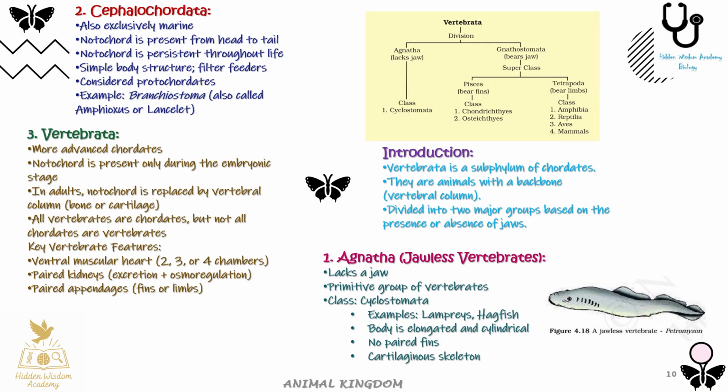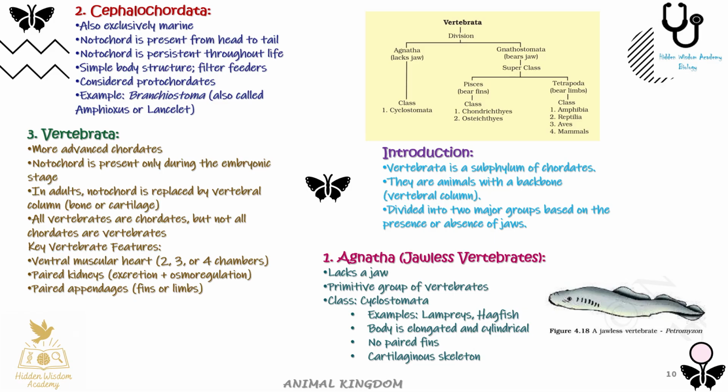Second, Cephalochordata, which are also exclusively marine, retain the notochord from head to tail throughout their life. They have a simple body structure and are filter feeders. Cephalochordates are also regarded as protochordates. A key example is Branchiostoma, commonly called Amphioxus or lancelet.